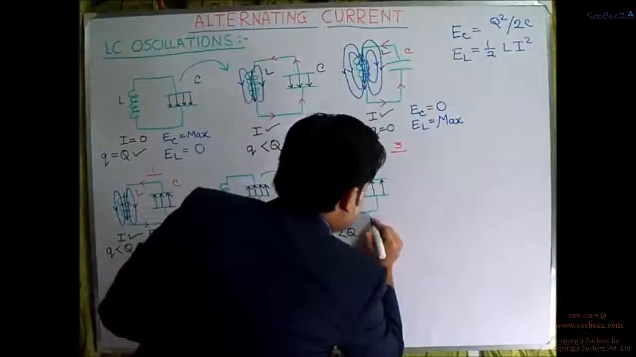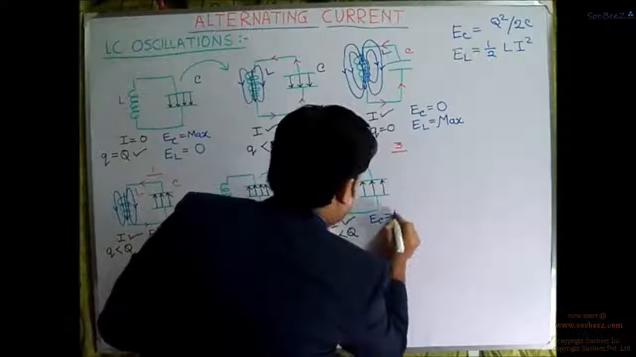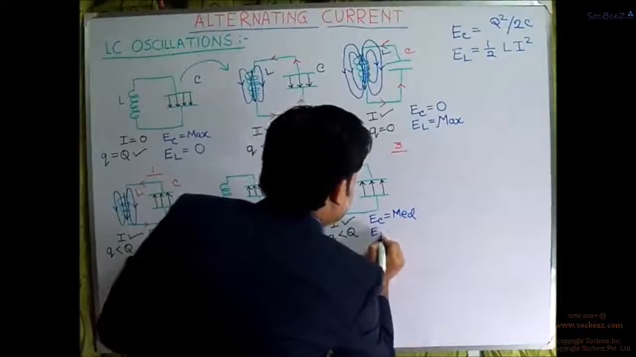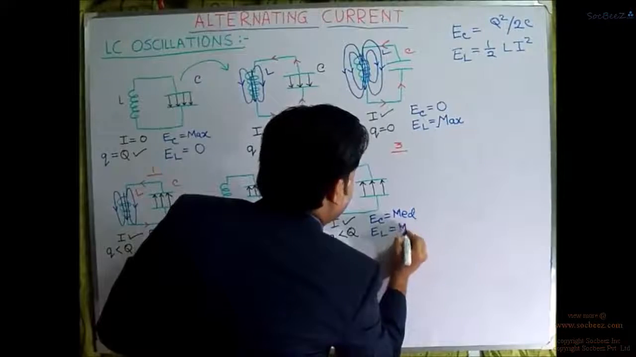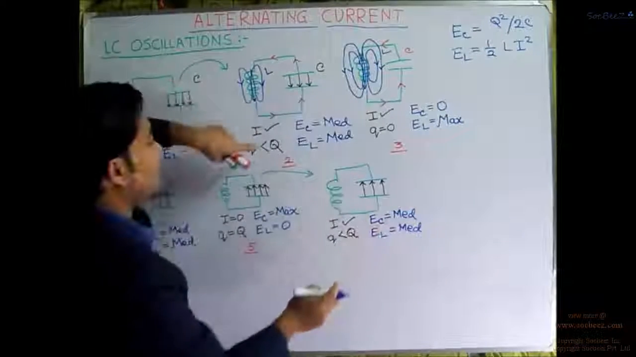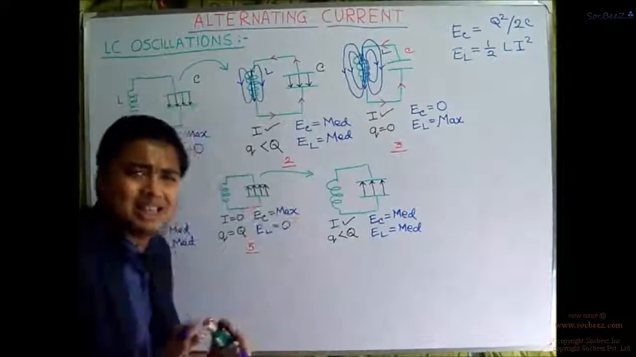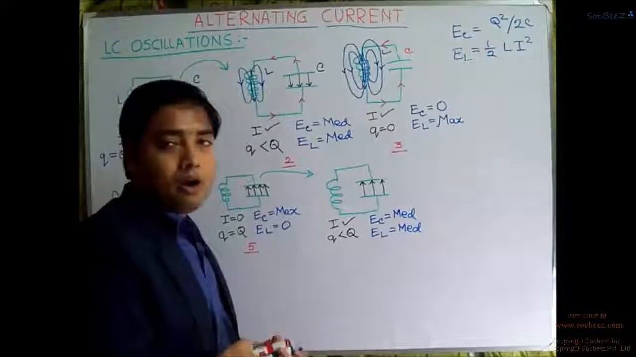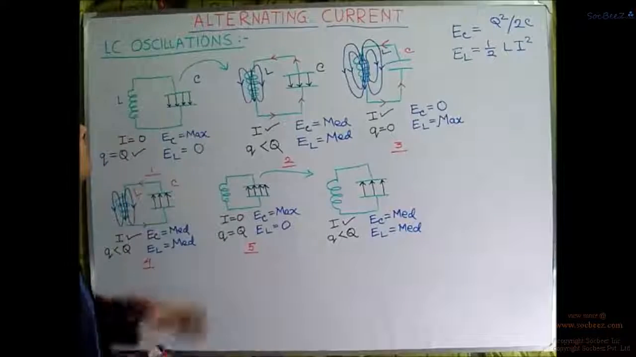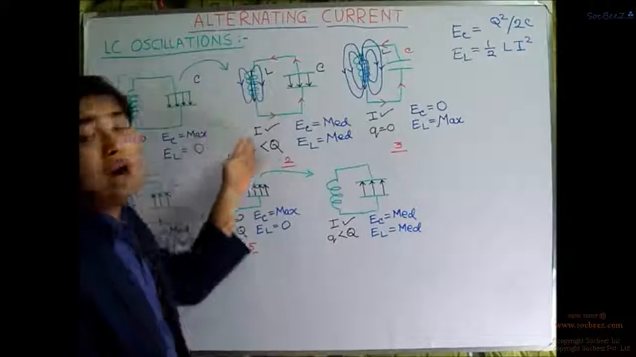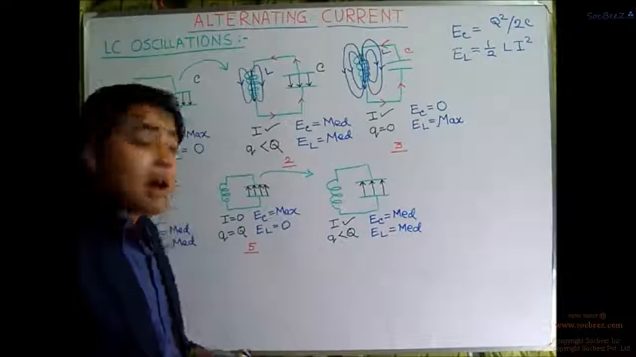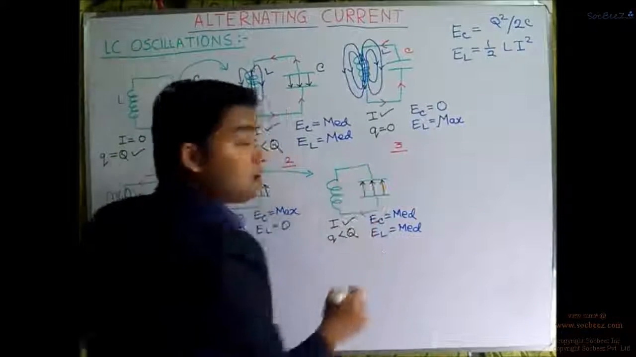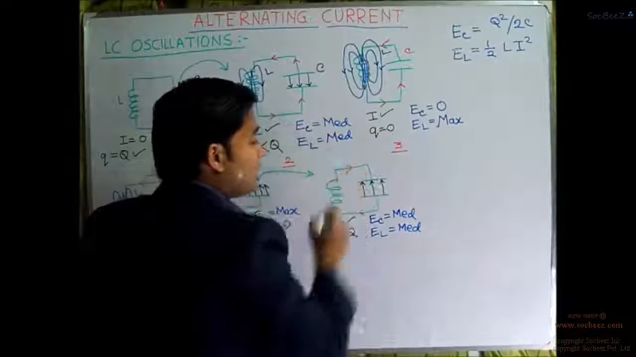The energy associated with the capacitor will now be again medium, and the energy associated with the inductor will again be medium, as we have seen over here. Just the same. The only difference is that, as we have seen earlier, this current was flowing counterclockwise. Now we will see that this is flowing in the clockwise direction.